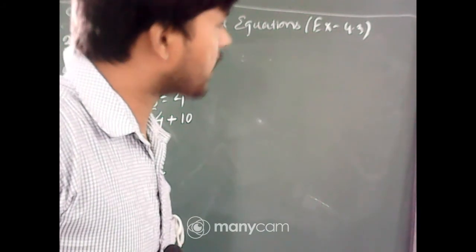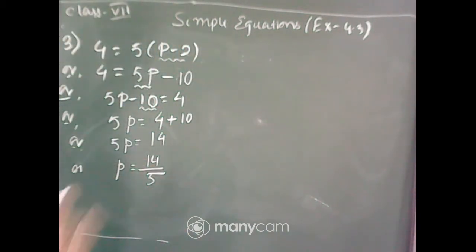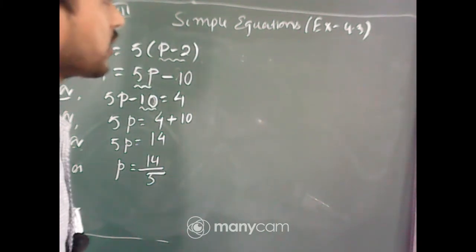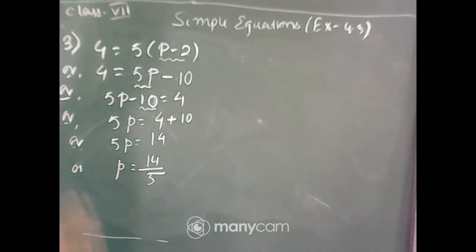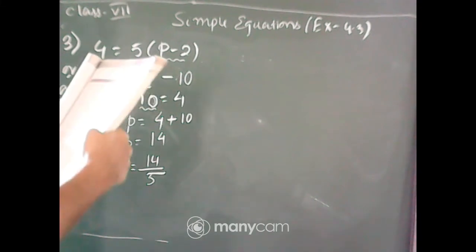In our book the answer is 12 by 5. The answer is wrong, because 10 plus 4 will be 14. If your answer is 12 by 5, then the answer is wrong. Okay, 14 by 5 will be the answer. Okay? Now let's move to the next question.